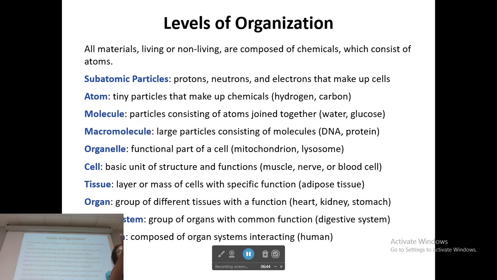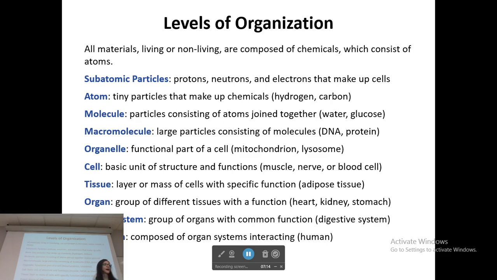Okay, that's part of it, right? All cells come from pre-existing cells, so that's one part. What else? Cells are the basic unit of life, right? So it's the smallest unit that is still considered to be alive. And all living things are made of cells, okay? So cells are that basic unit of structure and function.